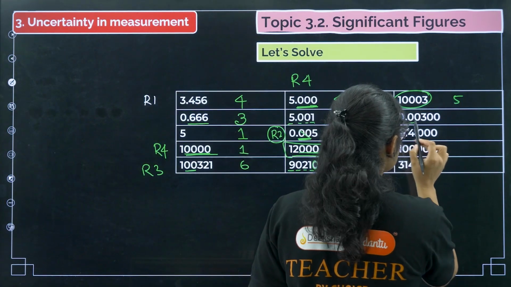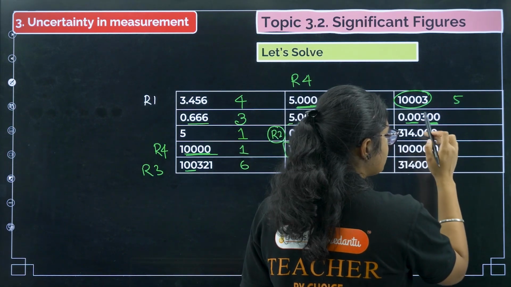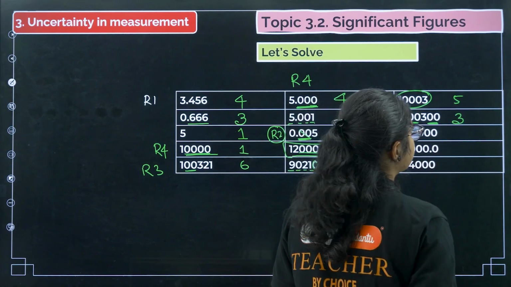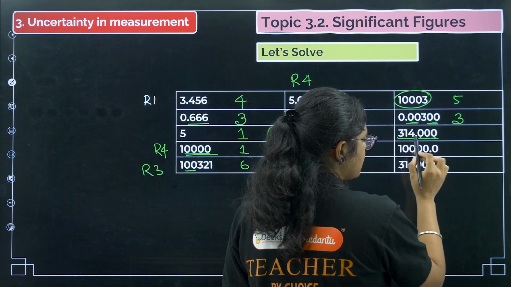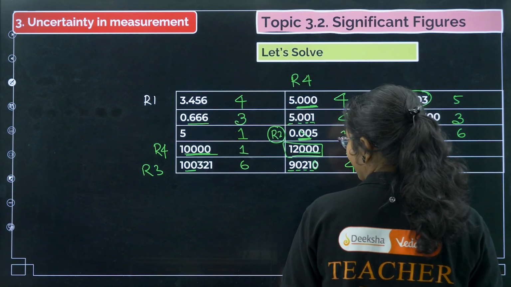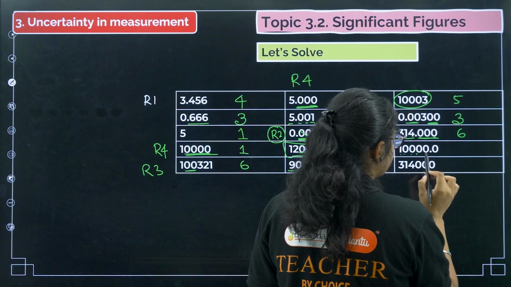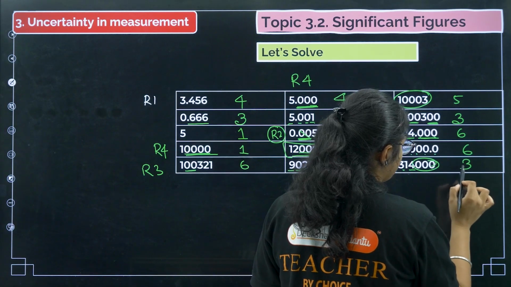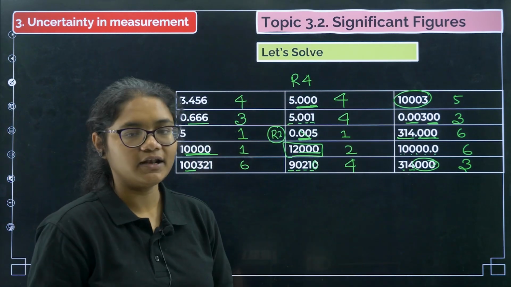Now if you see here, these zeros will not be counted because these are the zeros before the decimal, and these are the zeros after the decimal, and there is a decimal point as well, so that will be counted. So we will have 3 significant figures. Now here these zeros will be counted because they are after the decimal, so we will have 1, 2, 3, 4, 5 and 6. Next, here also we have 1, 2, 3, 4, 5 and 6, and here we have 1, 2, 3. There is no decimal point, so this one will not be counted. So we have 3 significant figures.